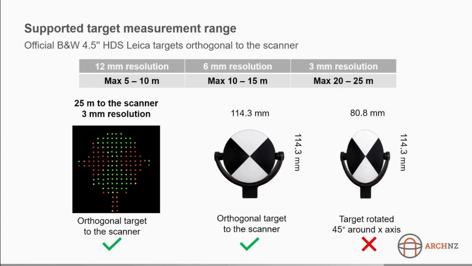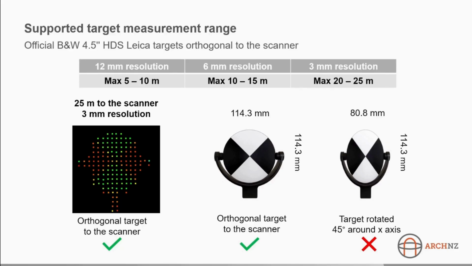Remember, it's not picking a point in the point cloud at the center, it's interpolating using the intensity readings there. So you get a really accurate pick on the center of the target. So bear in mind the maximum of 10 meters for a low resolution scan, 15 for a medium, and up to 25 with a 3mm scan.